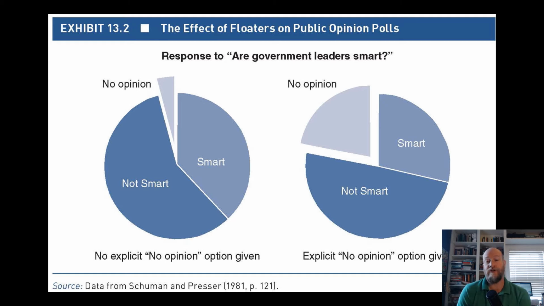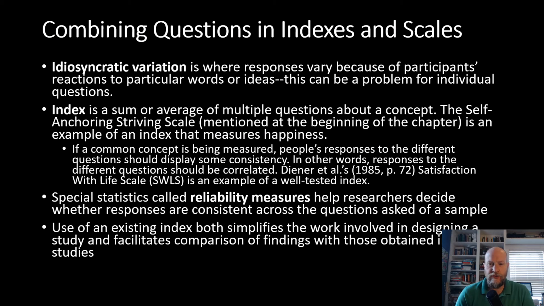You're getting a better picture of what's actually going on with people's opinions regarding whatever particular question you're looking at. One issue in survey construction is what's called idiosyncratic variation, where responses vary because participants have a reaction to a particular word or an idea. This is where you have to delve pretty deeply into the structure and the language choices that you're making, and it can be a problem for certain individual questions.